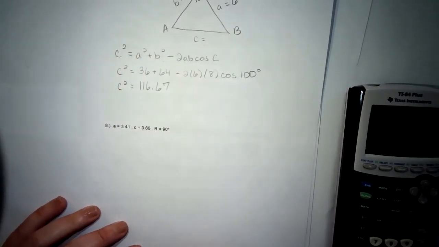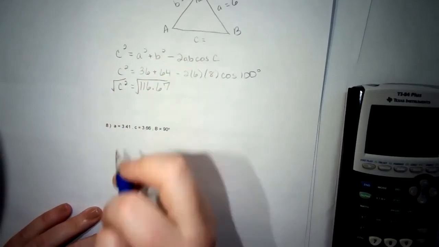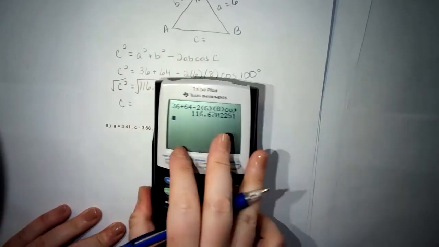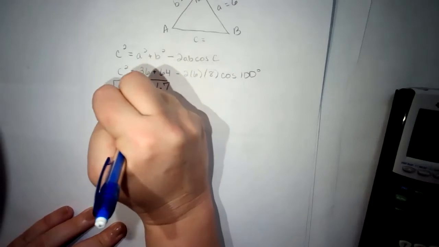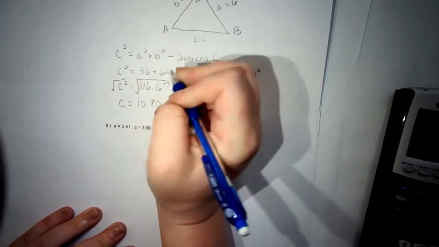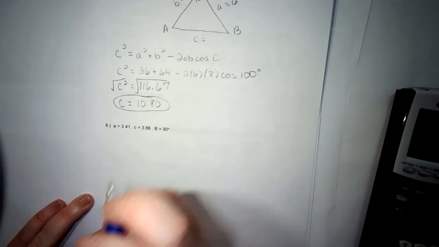What do I still have to do? Take the square root. Okay, so when I take the square root of that, and remember, you can just hit second square root, and then you can come right up there and hit enter. It'll pop right in. I get a nice little 10.80, or 10.8, whatever you want to use.